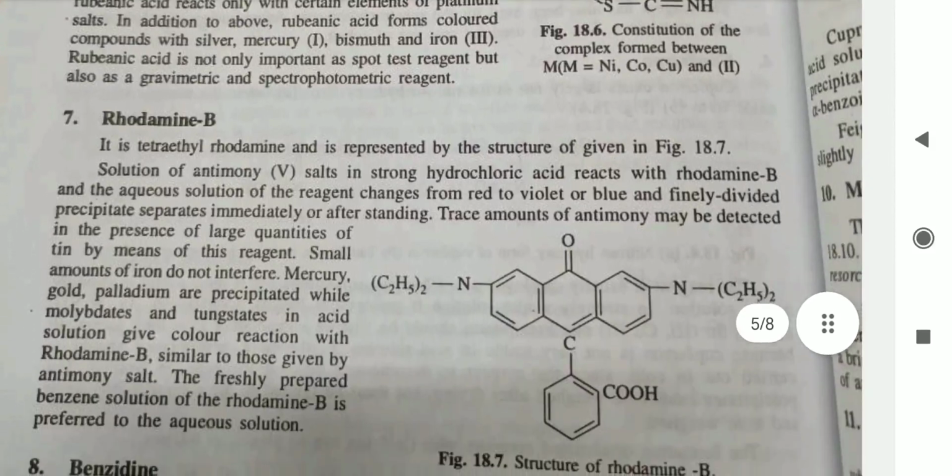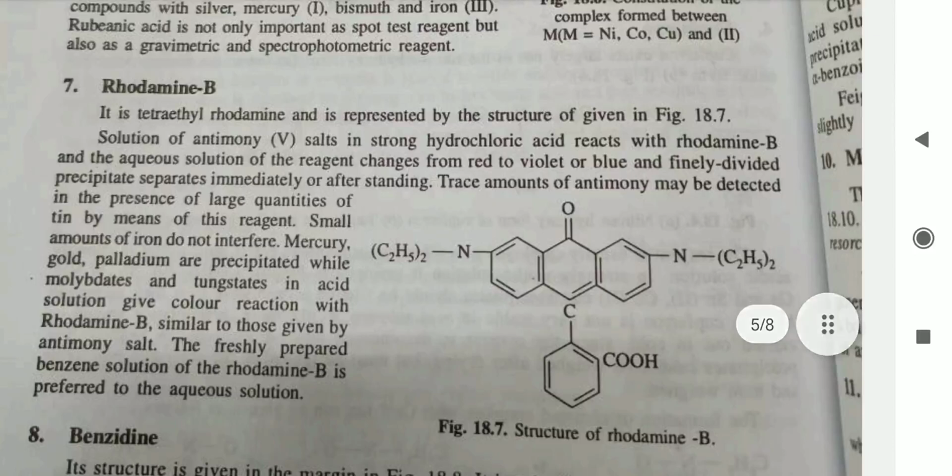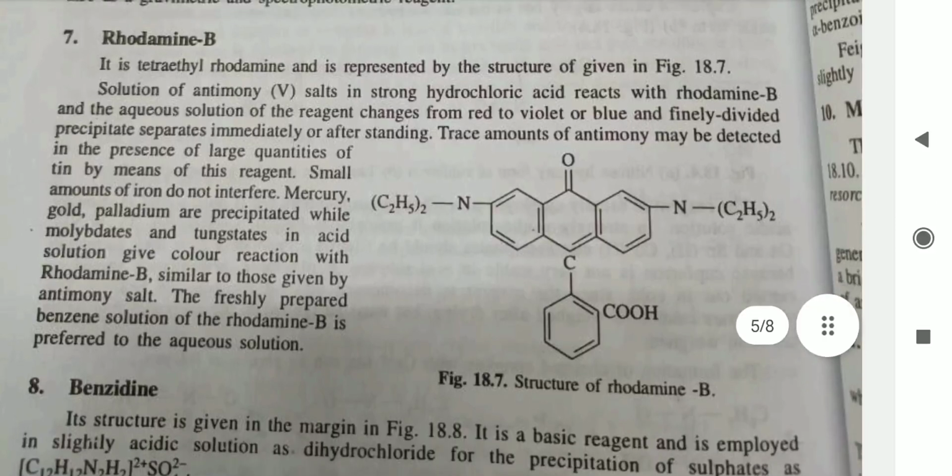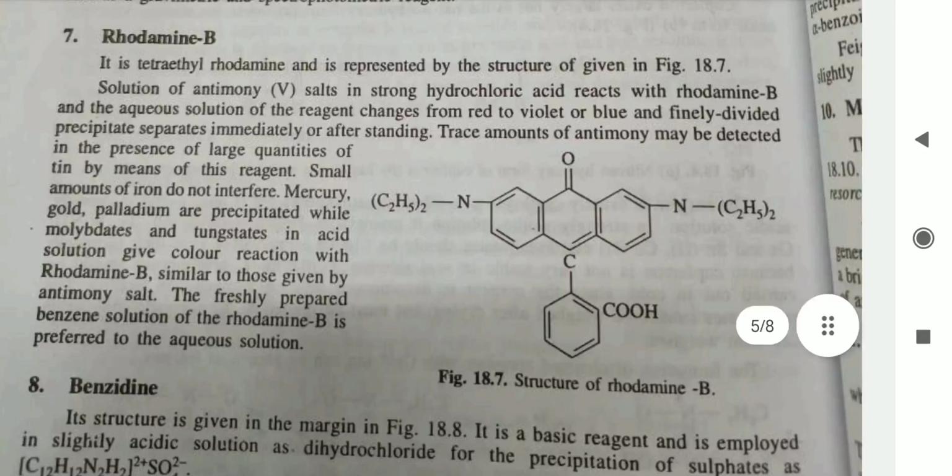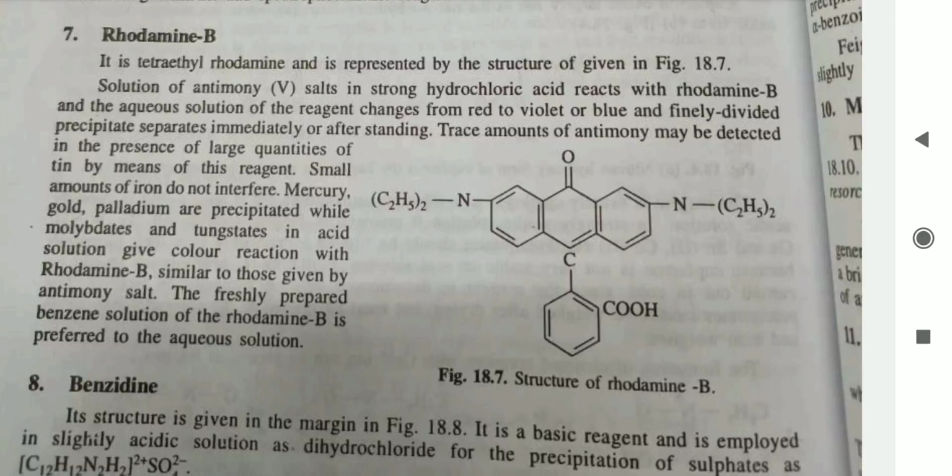7. Rhodamine B. It is tetraethyl rhodamine and is represented by the structure given in figure 18.7. Solution of antimony 5 salts in strong hydrochloric acid reacts with rhodamine B and the aqueous solution of the reagent changes from red to violet or blue and finally a finely divided precipitate separates immediately or after standing. Trace amounts of antimony may be detected in the presence of large quantities of tin by means of this reagent. Small amounts of iron do not interfere.